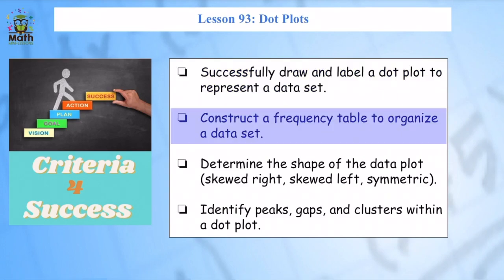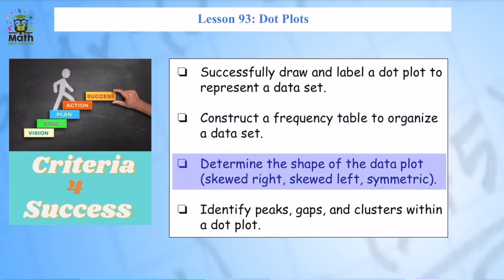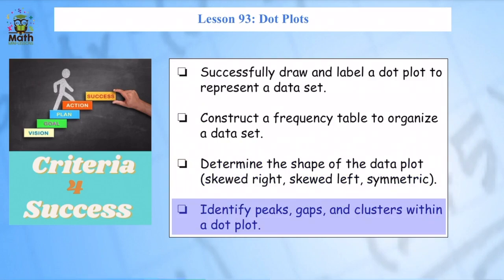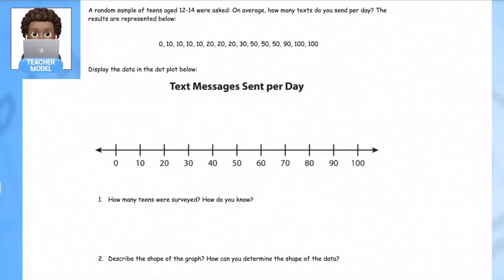We'll construct frequency tables to organize our data, and we'll determine the shape of the data using terms like skewed or symmetric. And finally, as we're describing data later in this unit, we'll talk about where we see peaks, gaps, and clusters in the data, and what it means in the context of the problem. Let's explore these dot plots.